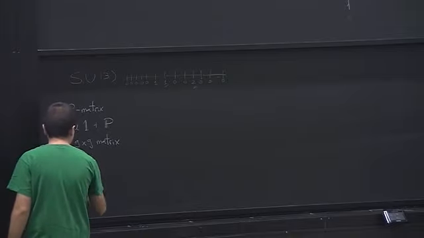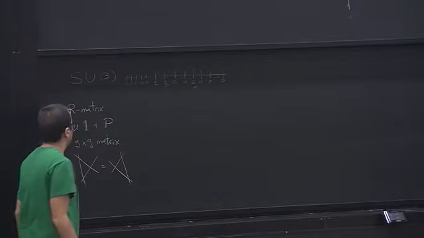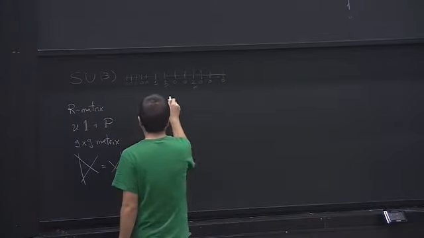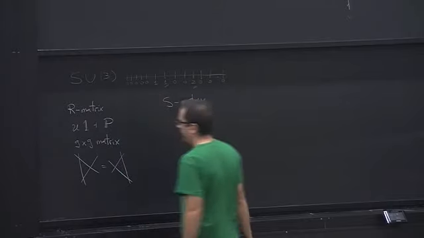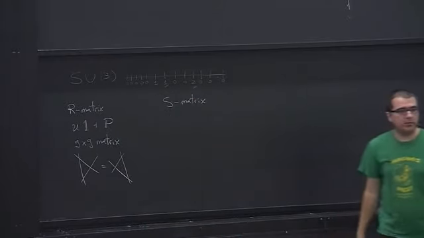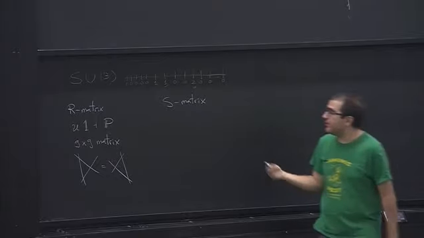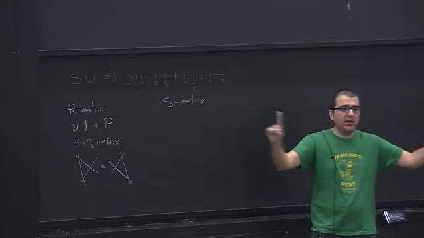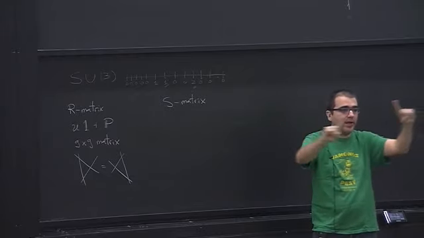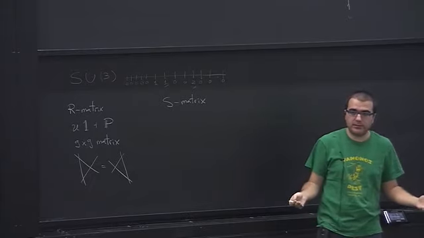Which obeys this equation. But what about the S matrix? Now it's kind of interesting. What about the S matrix? Well, now the S matrix is not a number. Things are more complicated because when I scatter, I can scatter two 1s, or I can scatter two 2s, or I can scatter a 1 against a 2. So now the S matrix itself is a matrix.